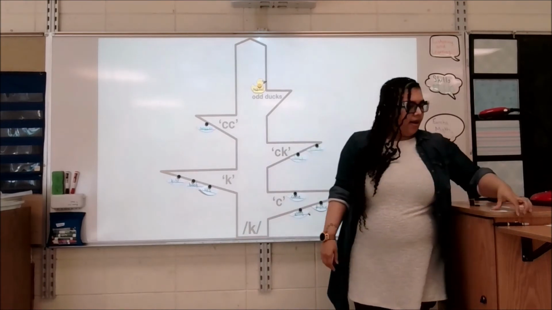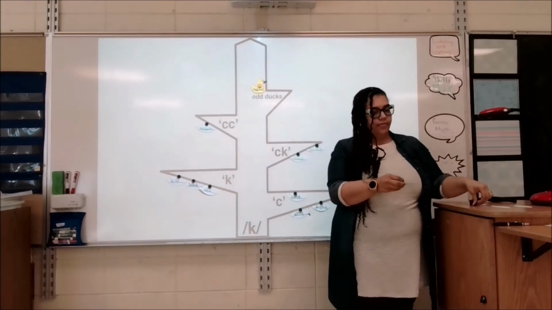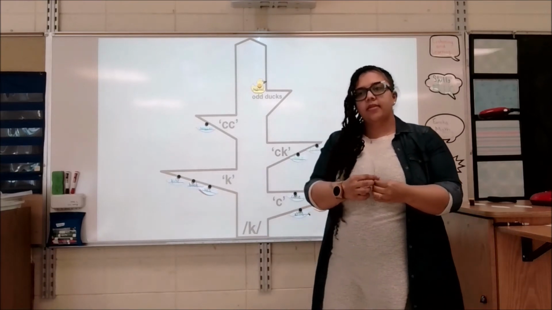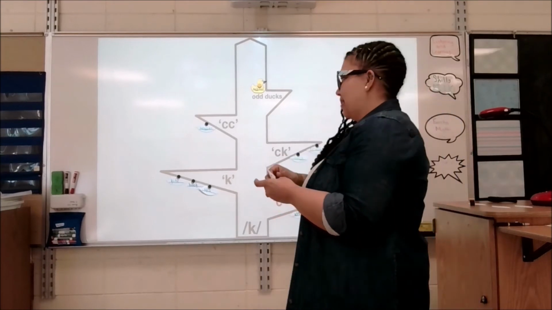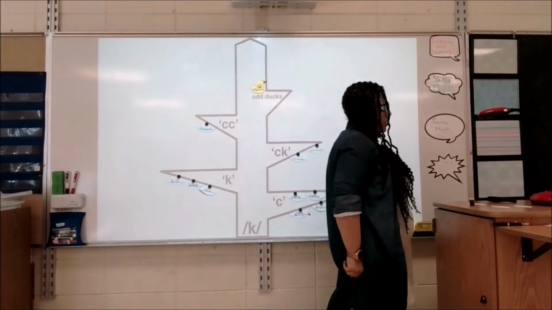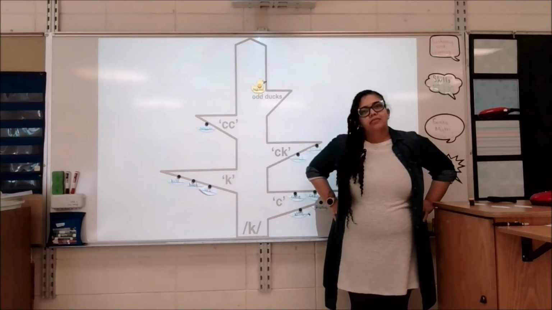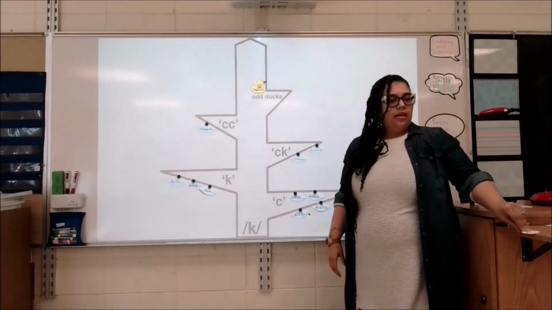All right. How about cabin? Cabin. Cabin. Good job. Yes, cabin is spelled with a C. Are you just guessing because I told you C is what we use the most? You're not guessing? You knew that one? Okay. How about hiccup? Hiccup.